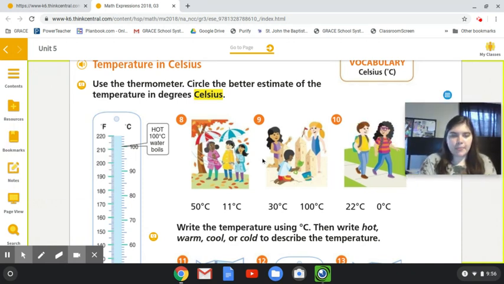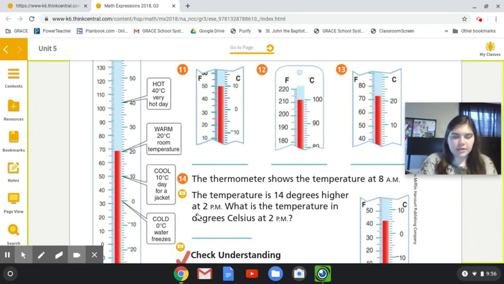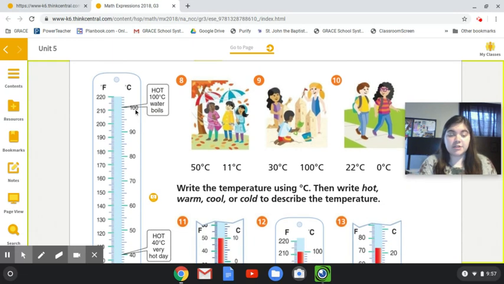So if we know that 0 degrees Celsius is where water freezes, 10 degrees Celsius is a day for a jacket, warm 20 degrees Celsius is room temperature, which is just around 70 degrees Fahrenheit, hot 40 degrees Celsius, a very hot day, which would be above 100 degrees Fahrenheit, and finally 100 degrees Celsius is where water boils, which is over 210 degrees. So let's practice what we know about Celsius with pictures for numbers 8, 9, and 10.